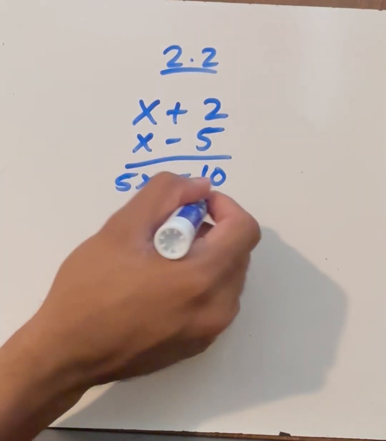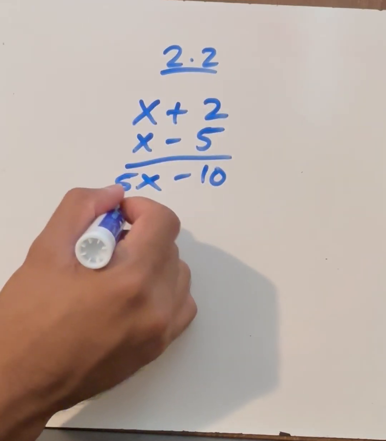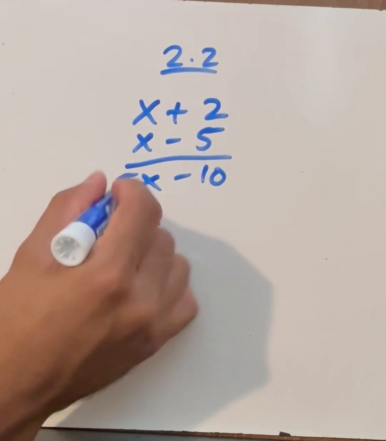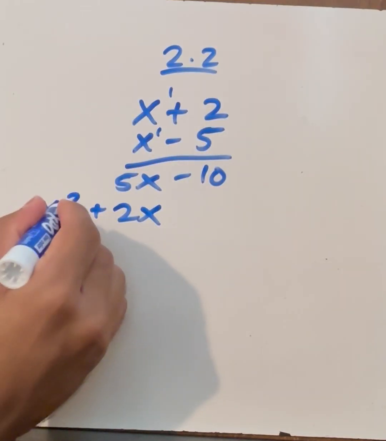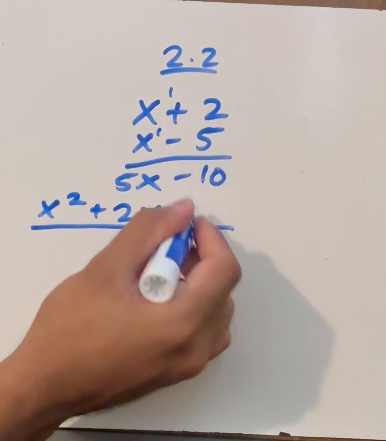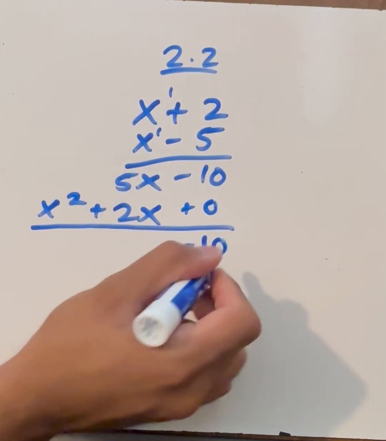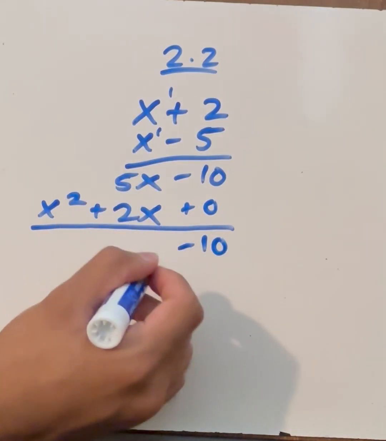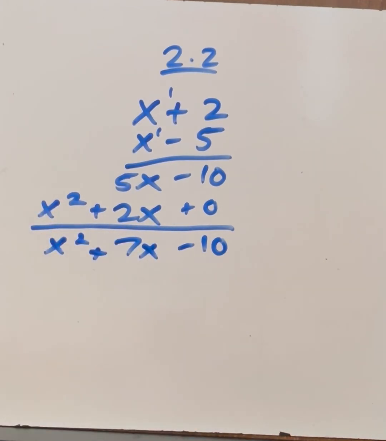We leave a space right here, and then we do x times 2, which is 2x, and x times x, which is 1 and 1, so x squared. Then we can combine this, so we know that this was just plus 0. Negative 10 plus 0 is negative 10. Negative 5x plus 2x is negative 3x, and x squared over here. So our answer in this one was x squared minus 3x minus 10.